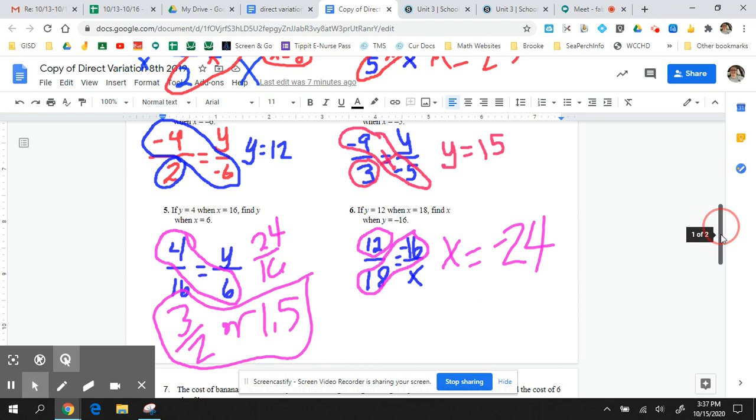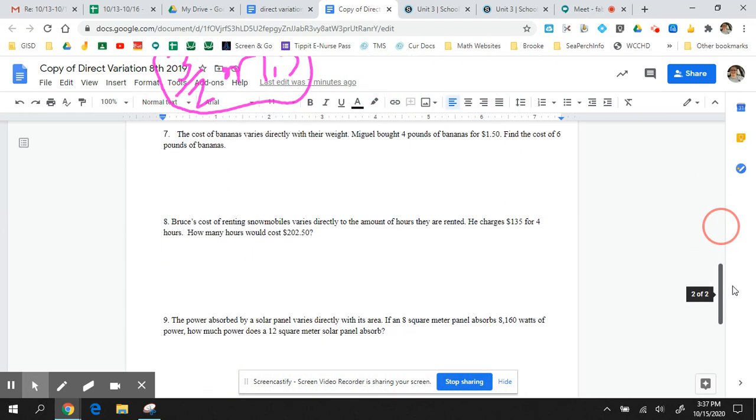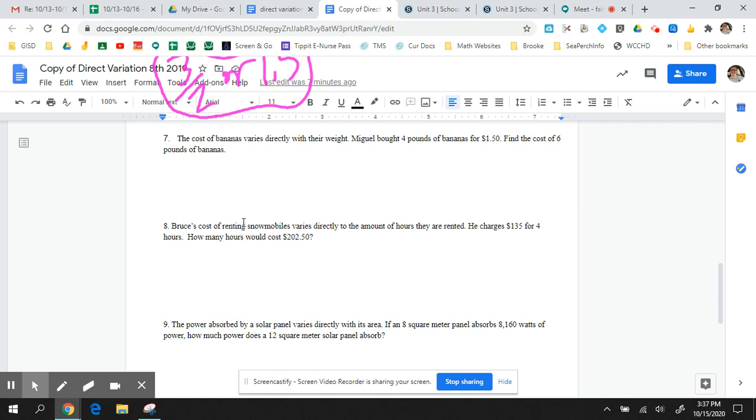Now, let's look at a couple of problems that are a little bit more word problems. And how do you set them up? Okay. So it says on this number 7, the cost of bananas varies directly. There's my keywords. Varies directly with their weight. So one thing I'm going to look at are bananas, and the other is going to be weight of those bananas. So maybe I put bananas over weight, over like the pounds. So bananas are $1.50. So I'm going to put 1.50 over 4 pounds.